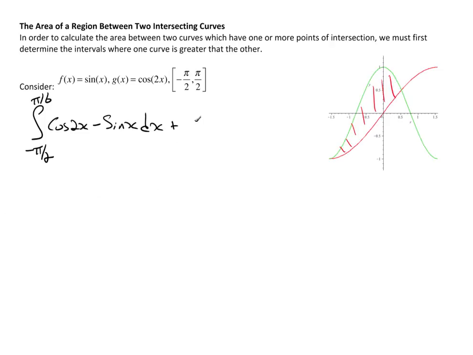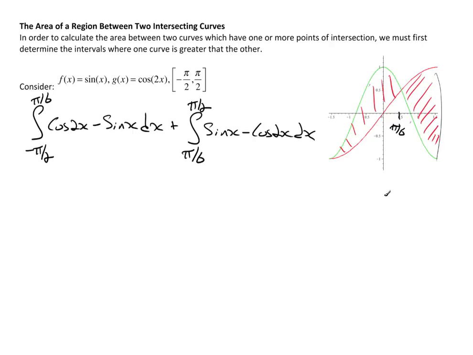And then I'm going to add it to the integral. So this is pi over 6. So this is going to be from pi over 6 to the end here, which is pi over 2. And this time they switch places, so I'm going to have sine of x minus cosine 2x dx. And this second piece will give me the area right there.